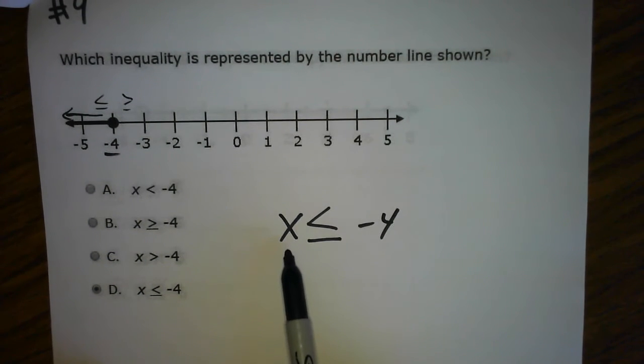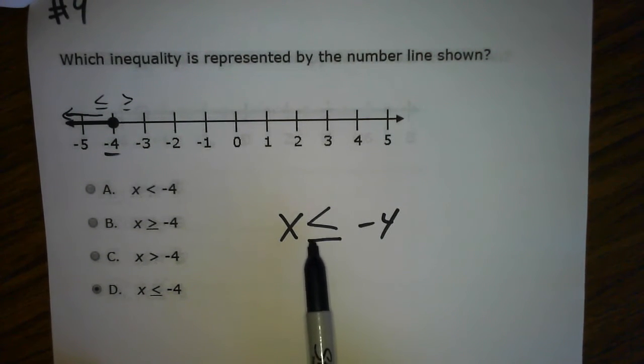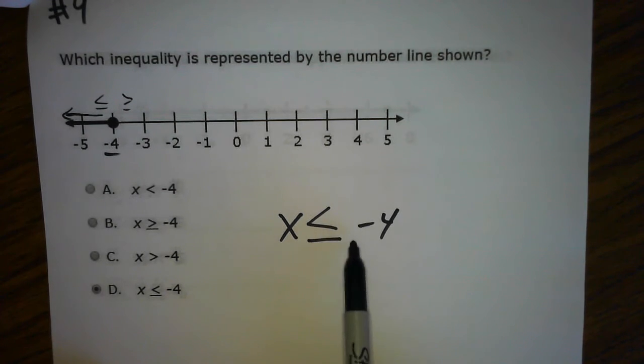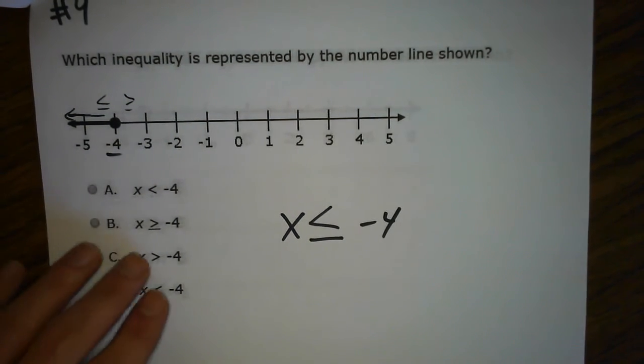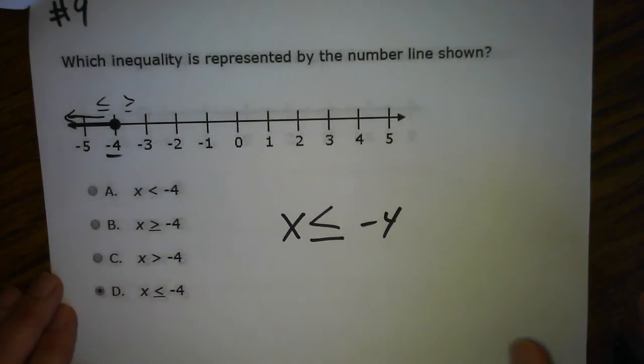It could also include -4, and that's why it's filled in. So my x, whatever number that is, the rule is that it has to be less than or equal to -4 according to this number line. So the answer is D for number 9.